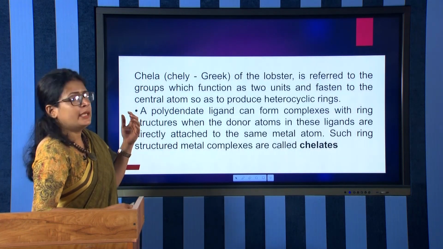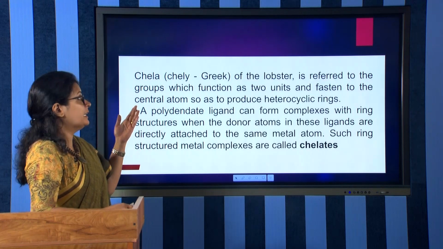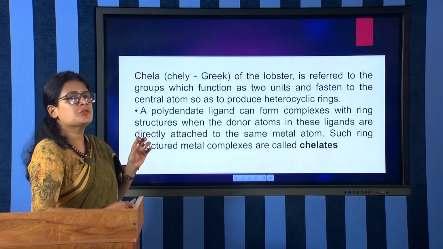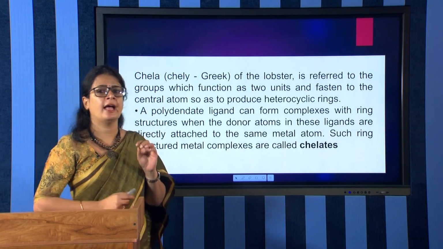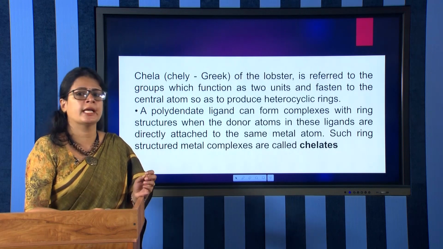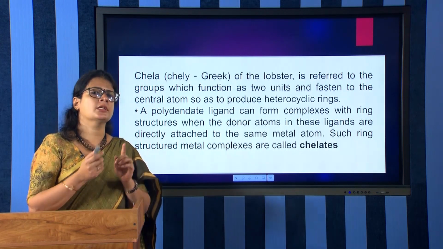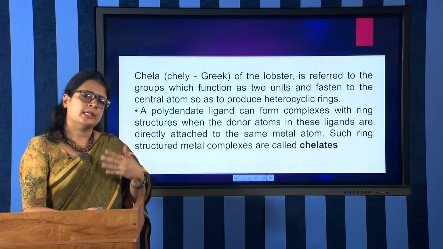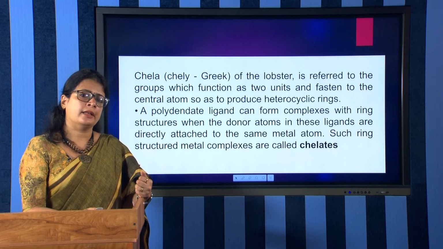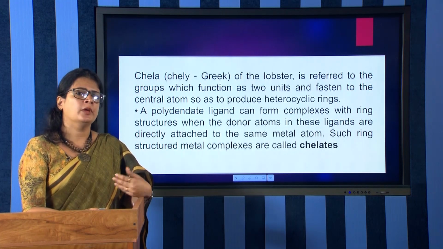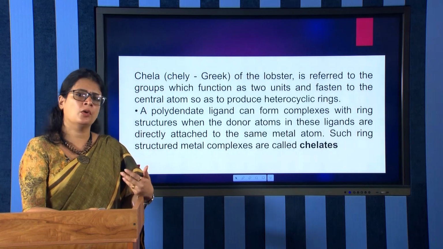And chela, a Greek word meaning the claw of the lobster, is referred to as the groups which function as two units and fasten to the central atom so as to produce heterocyclic rings. So, a ring structure is formed by some groups, and such ligands will be polydentate ligands. We have discussed what a polydentate ligand is in the previous classes. Polydentate means more than one donor atom.